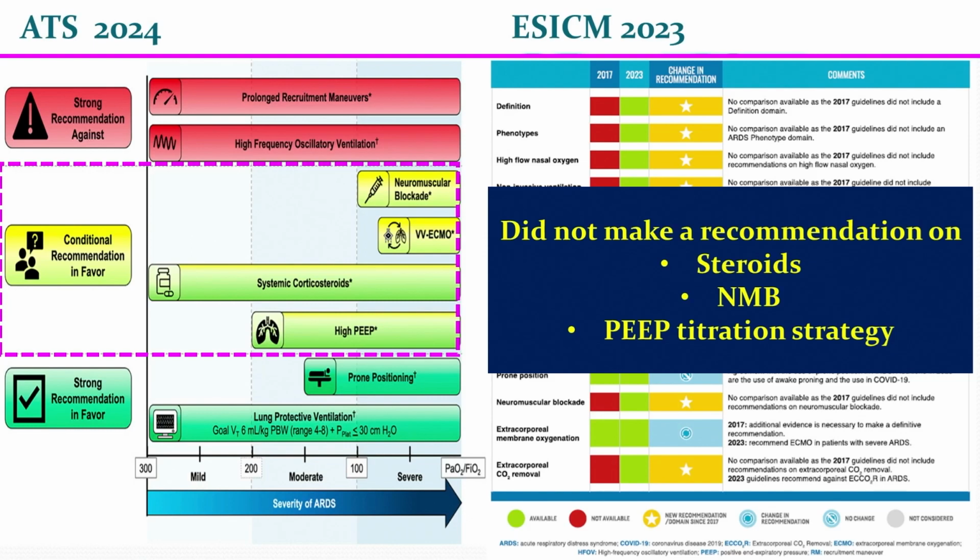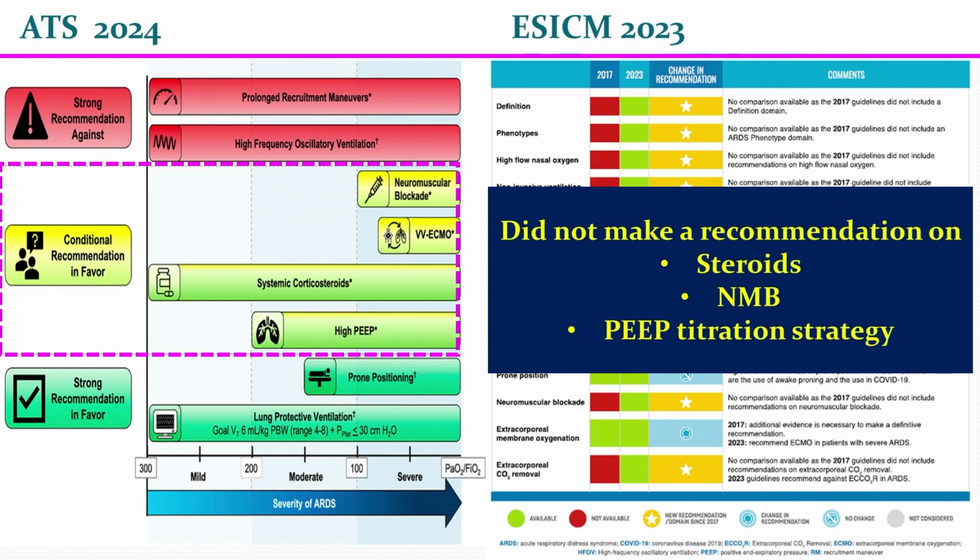Neuromuscular blockade in patients with severe ARDS in the first 48 hours. VV ECMO again with severe ARDS. Systemic corticosteroids across the board, a lot of controversy in this, and we can take this up in the question answer. High PEEP for patients with moderate to severe ARDS, negative for prolonged recruitment measures.